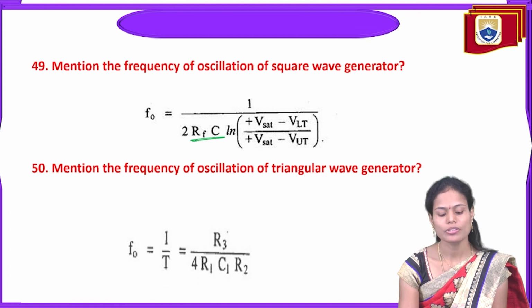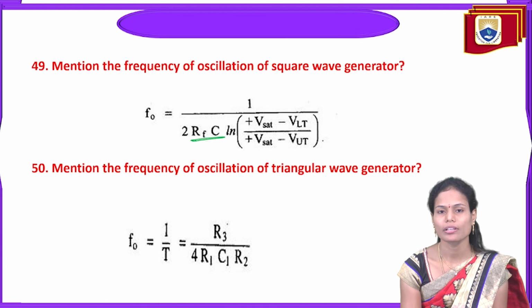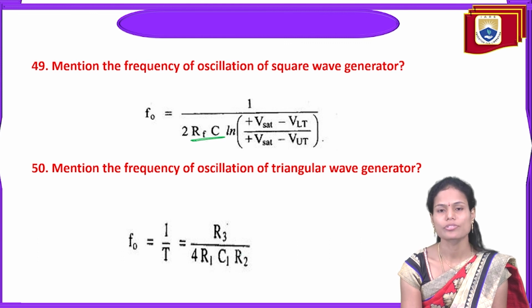And next, mention the frequency of oscillation of triangular wave generator. So this triangular wave generator is implemented along with the operational amplifier with 3 resistances, R1, R2 and R3, and 1 capacitor. So that's why this value is R3 by 4 R1 C1 into R2.